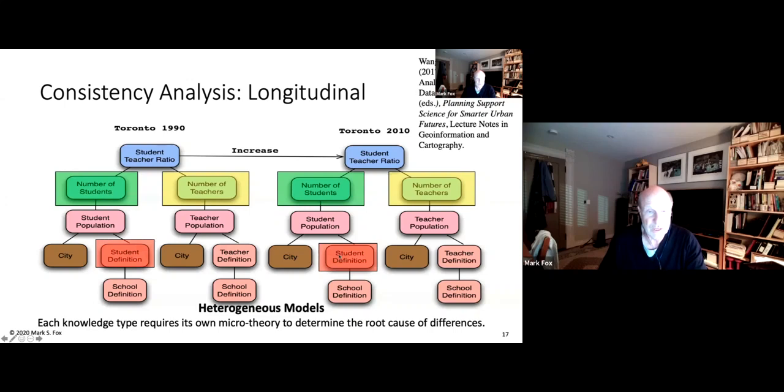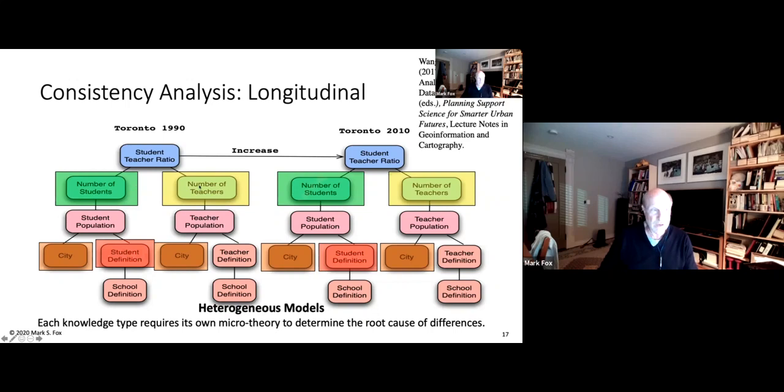Another source of change, or another reason for an increase, is that the definition of the city of Toronto in 1990 changed. Why? Because between 1990 and 2010, five outlying cities that were adjacent to the city of Toronto were merged or amalgamated into the city of Toronto. And so we then had to combine all the students, all the staff, and that could have led to an increase in the student-teacher ratio also. But again, it's relying upon a logical definition of the city as opposed to just purely looking at numbers.